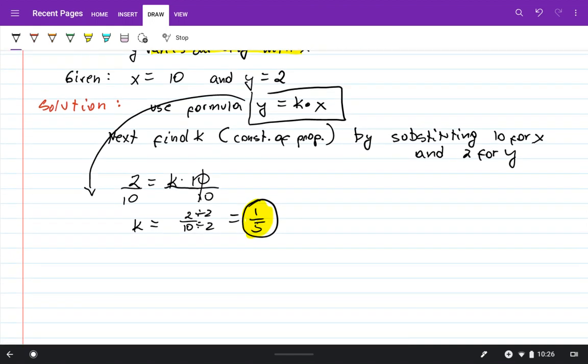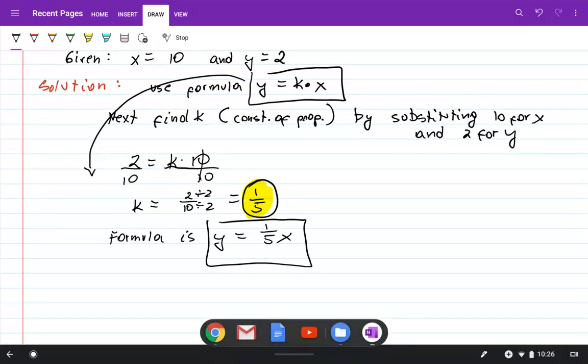So the formula is y equals 1/5 x. This is the equation of the direct variation. Okay, so as you see, you always need to find k. Next, I'm going to solve the next problem. And you know what, guys, I will log into ebooks, so it will be easier for me to copy those problems than from the PowerPoint.